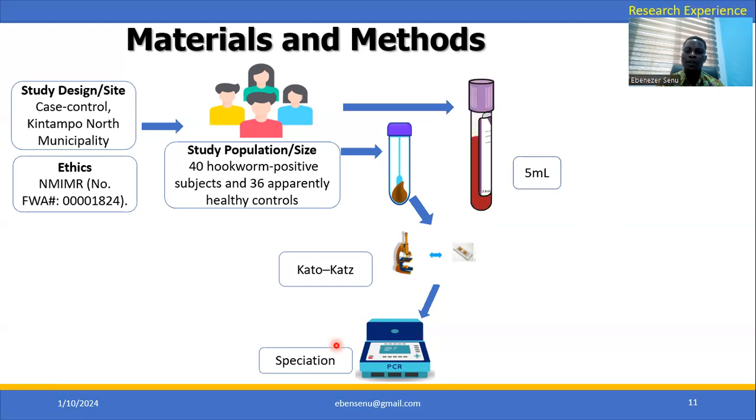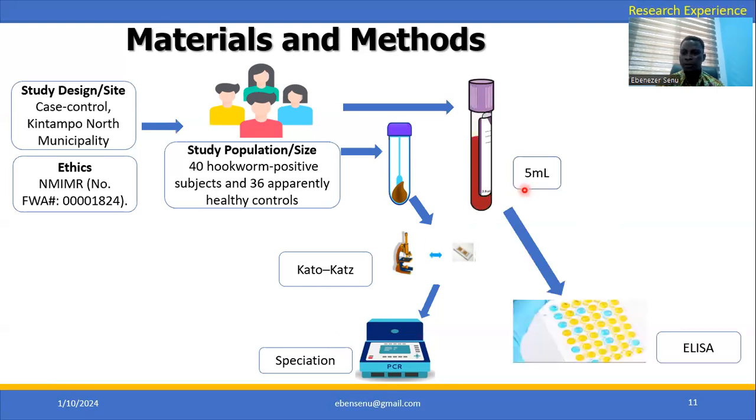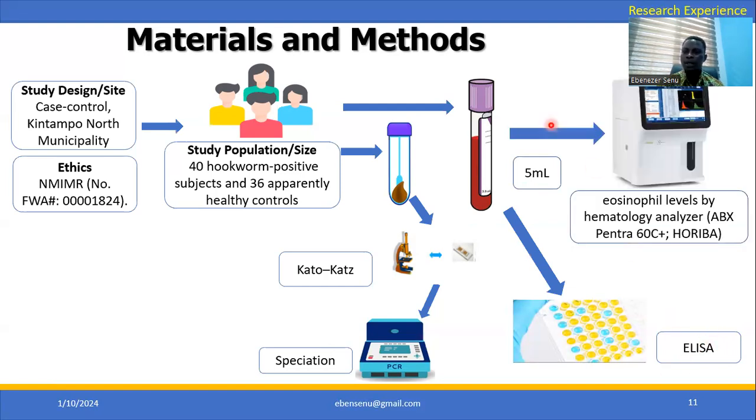I also took venous blood samples, and I used part for serum markers quantification using a sandwich analyzer, and also part for eosinophil count measurement using the ABX Pentra 60 C+ hematology analyzer.